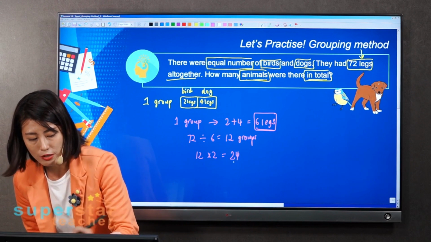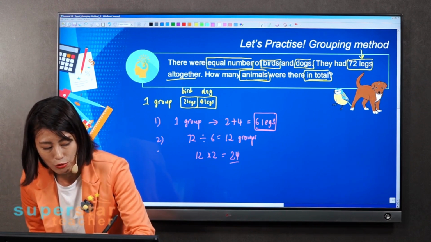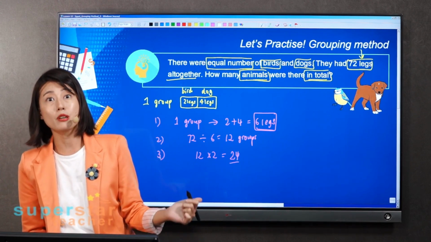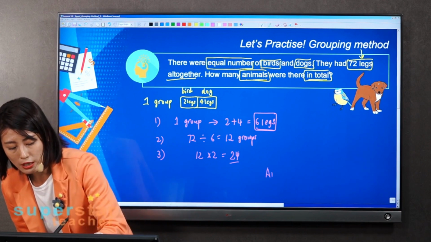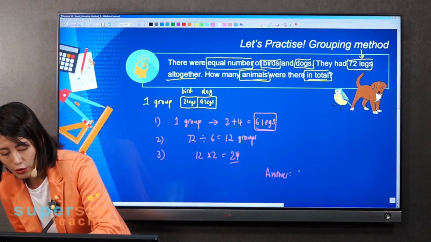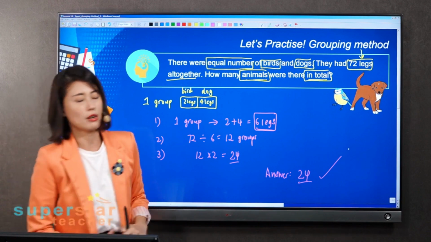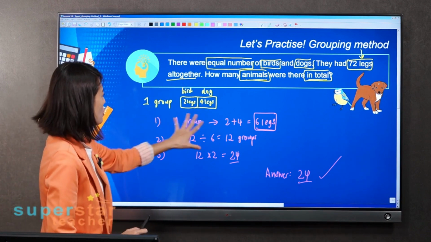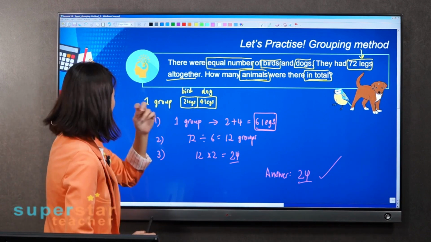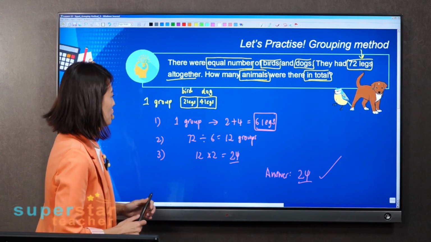So there you have it. Okay, so this is step 1, step 2, step 3. So how many animals were there in total? There were 24 animals in total, and that's your answer. Okay, so for this, you need to find out the grouping first. It's very important.